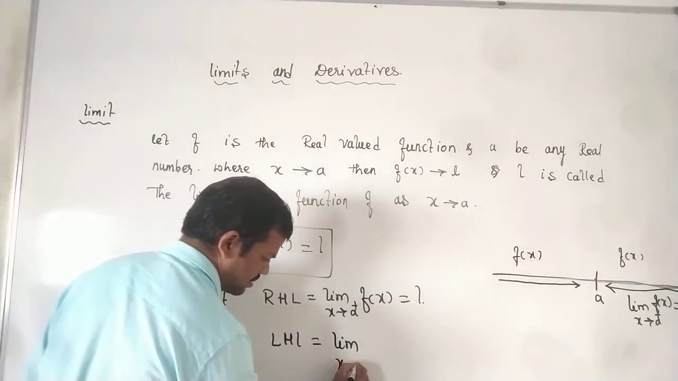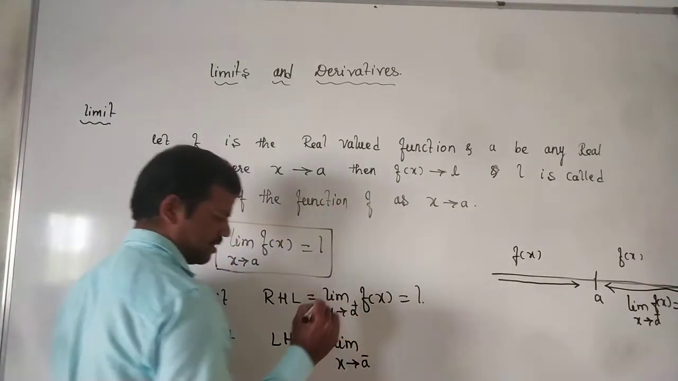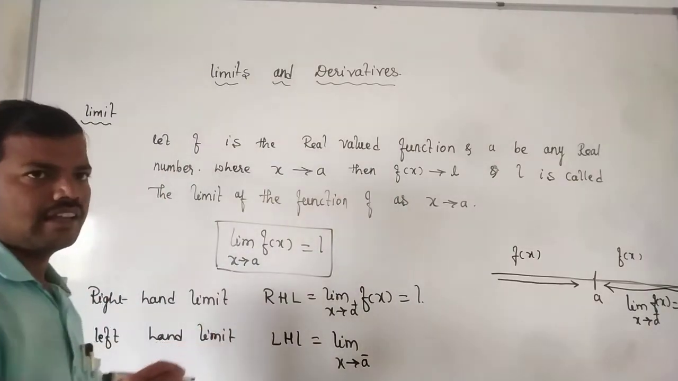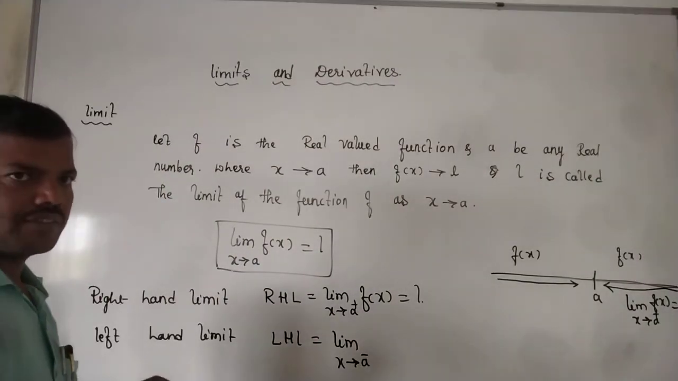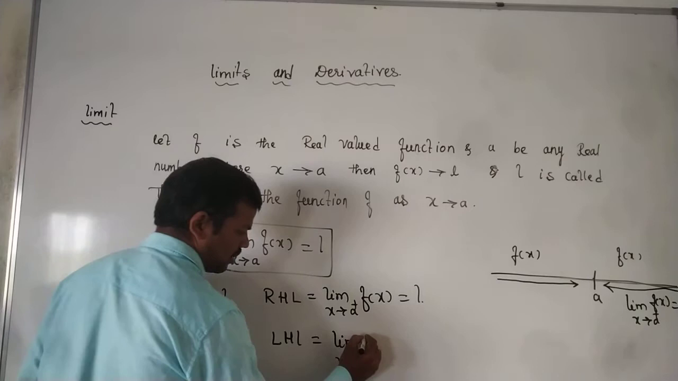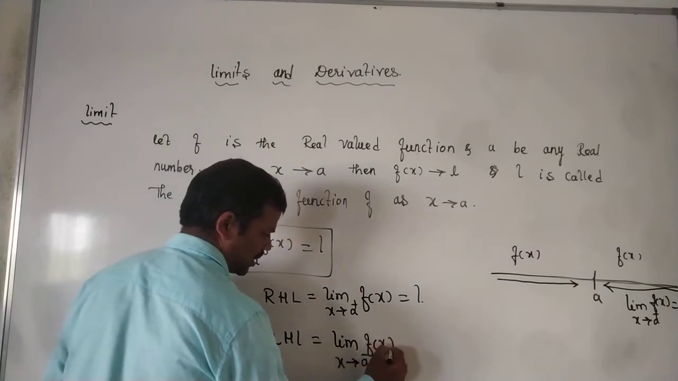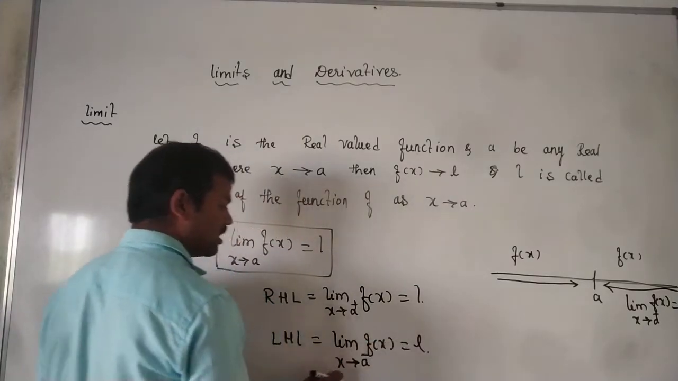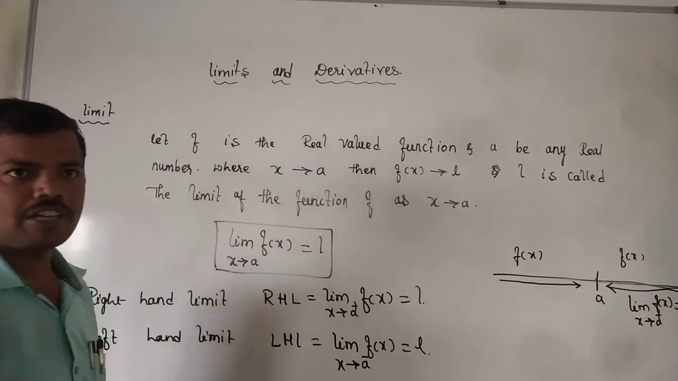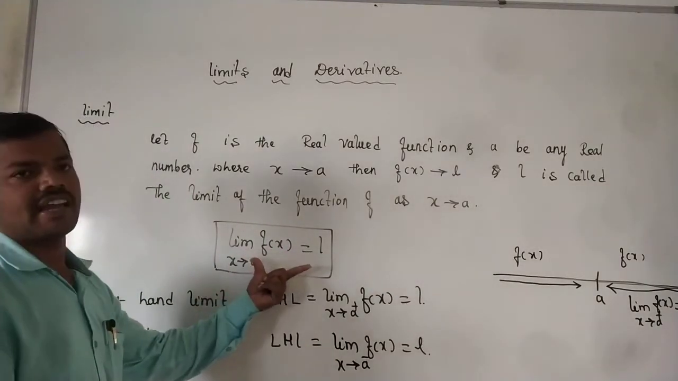As x tends to a minus, this indicates the left side of a. So from the left side, f of x again reaches some value. If these two are equal, then we say that the limit exists.